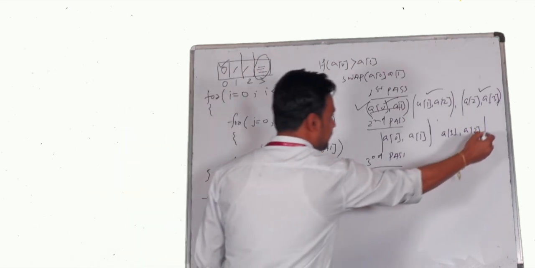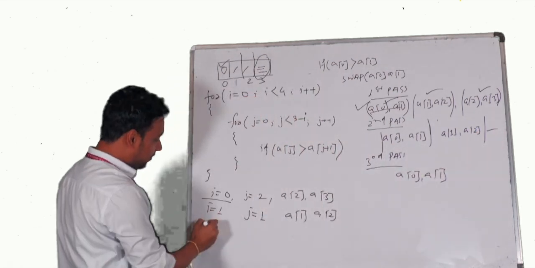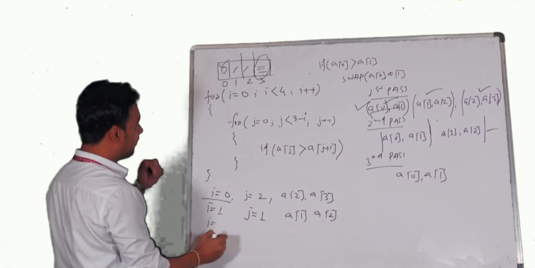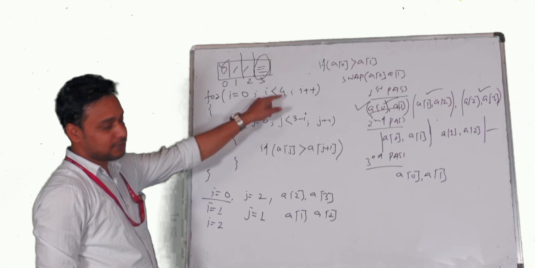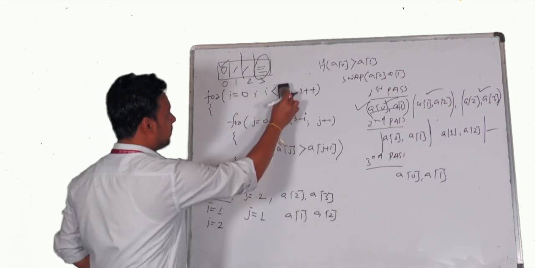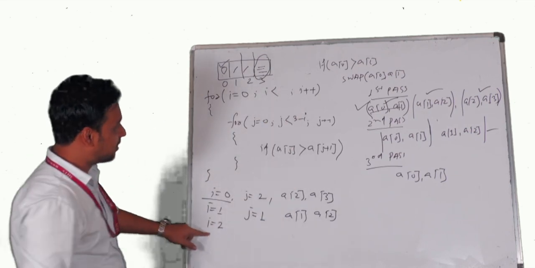So on the last pass, what will be the next value of i? See, the next value of i should be 2. So it should not be i less than 4, it should be i less than 3. See, that's why you should not write this directly.